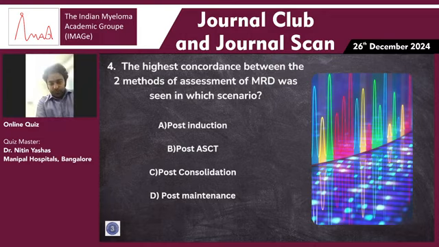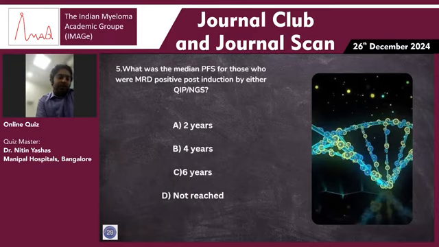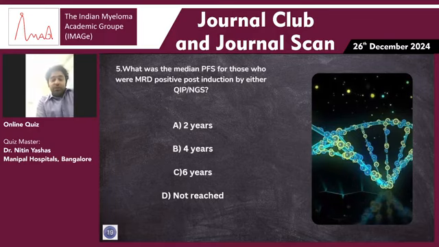Right. The last question, what was the median PFS of those who were MRD positive post-induction by either the mass spectrometry method or by NGS? We know MRD plays a major role, but surprisingly, both the methods, if someone was MRD positive, what was the PFS seen?